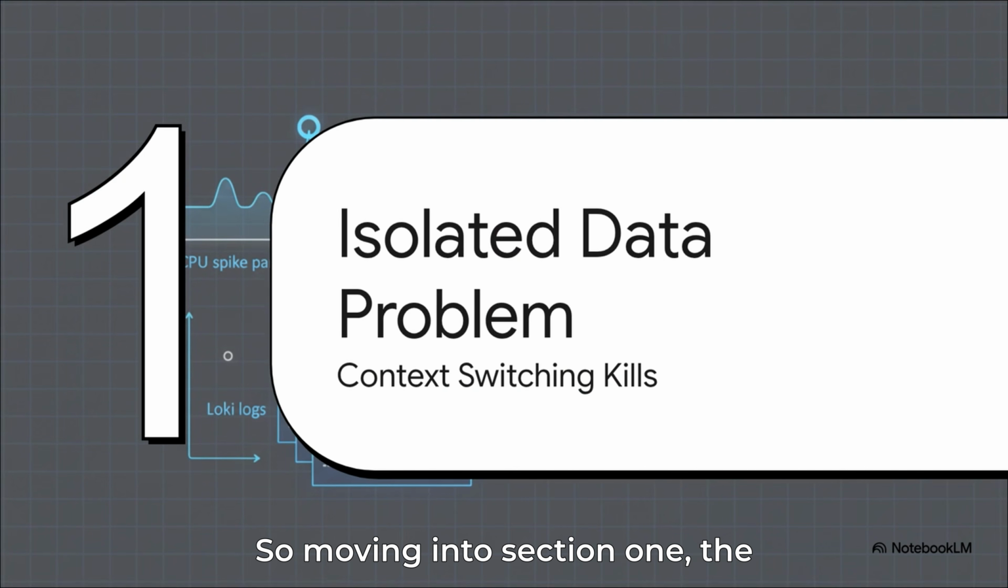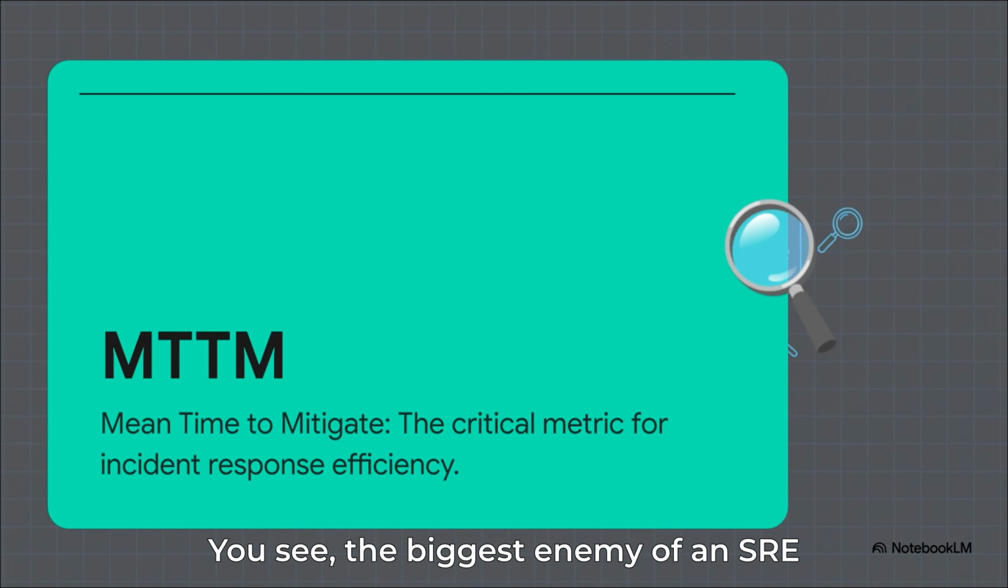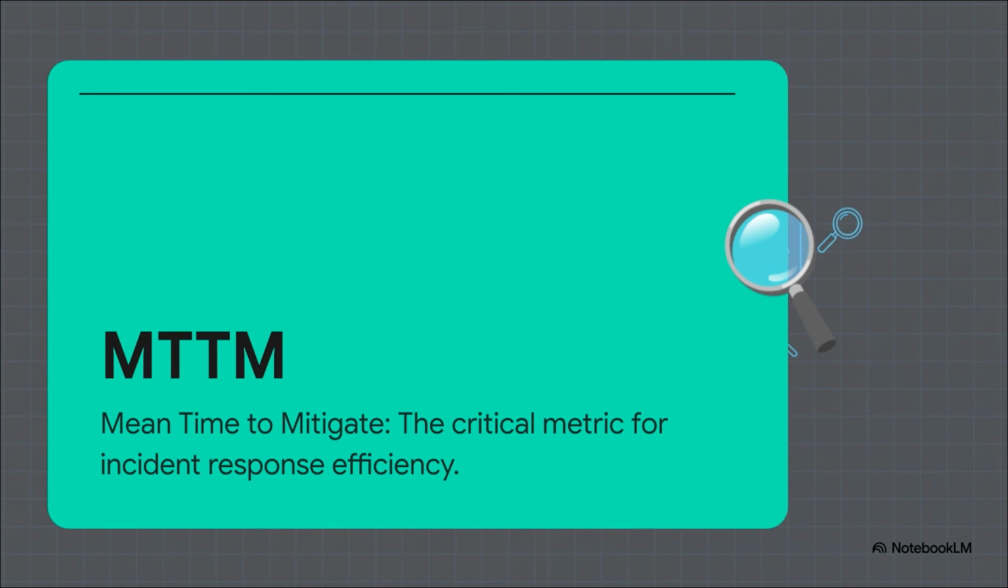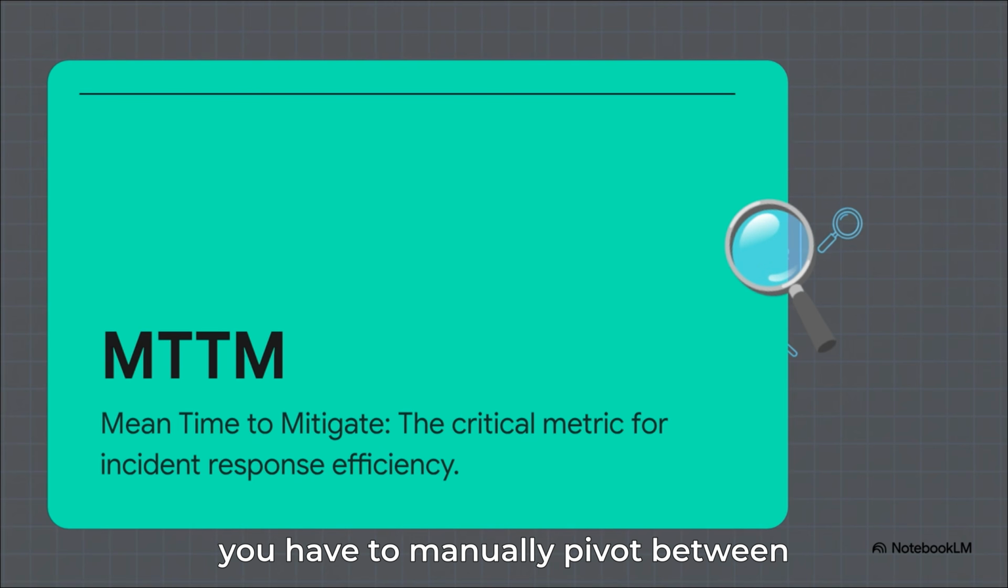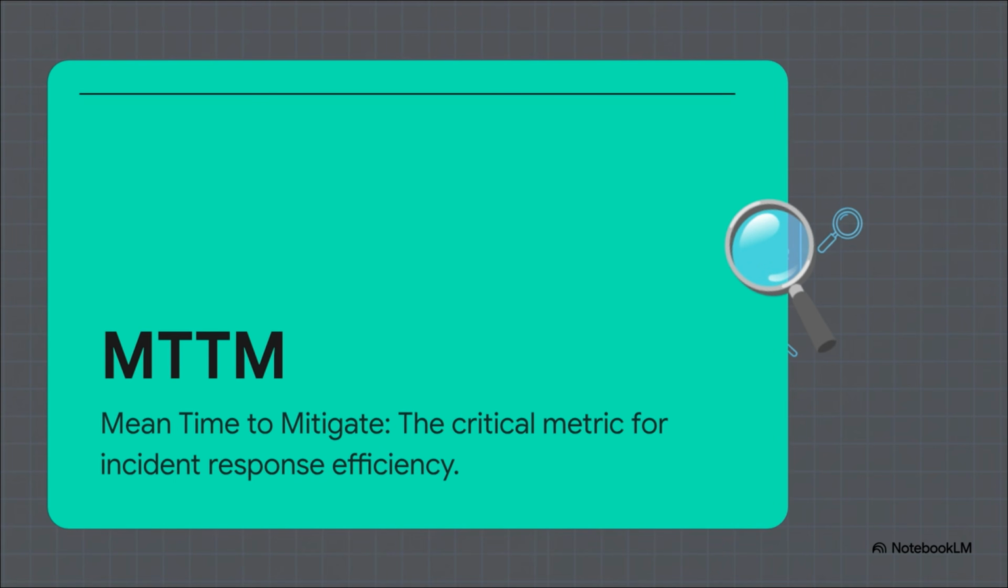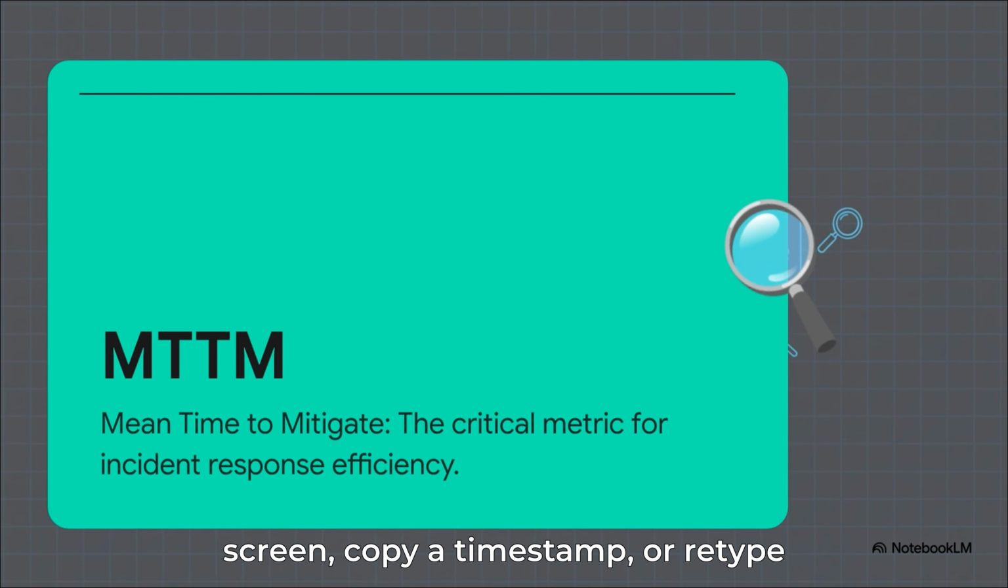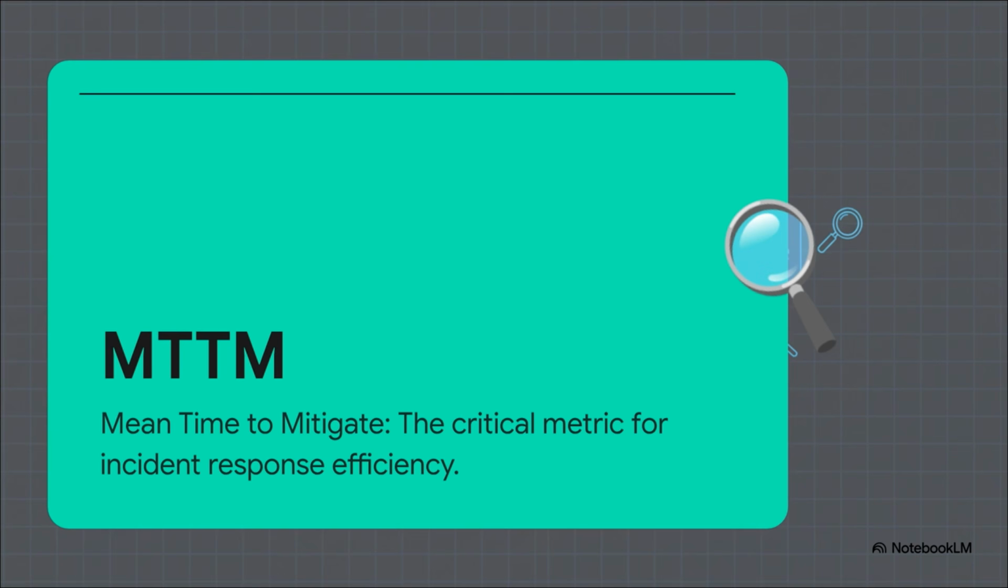So moving into section 1, the isolated data problem. Why context switching kills incident response times. You see, the biggest enemy of an SRE detective is losing context. As we scale up and ingest petabytes of data daily, the absolute critical metric for your team is mean time to mitigate, or MTTM. But here's the thing. Your MTTM is heavily degraded when you have to manually pivot between disconnected systems. Every single time you switch a screen, copy a timestamp, or retype a query, you're losing precious seconds, and honestly, your cognitive focus. Seamless pivoting is what actually drives down that MTTM.